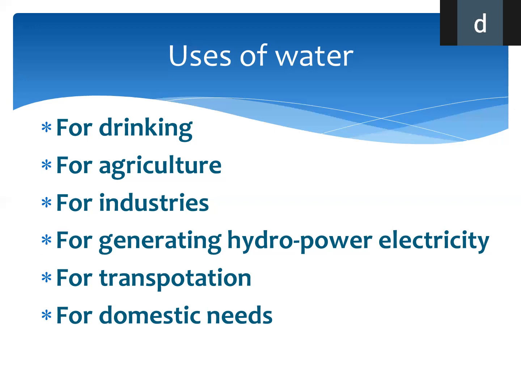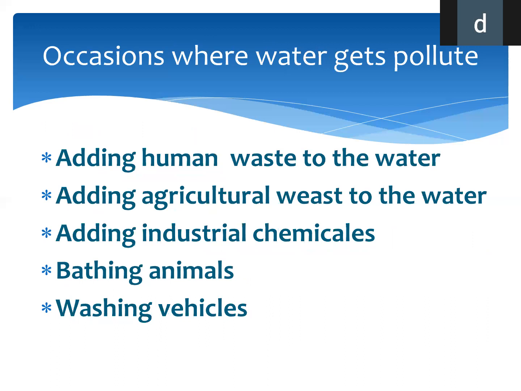Okay, let's move to the next topic of water. Children, the next topic is the occasions where water gets polluted. Pollute means to contaminate. We'll see what the occasions are, children. Adding human waste to the water. Human waste is the waste used by humans.